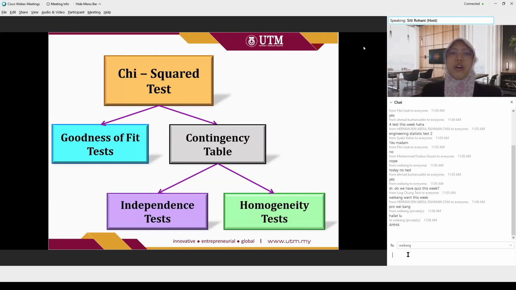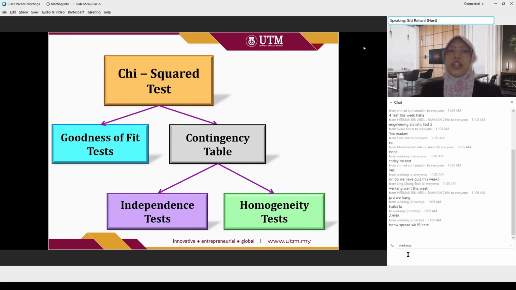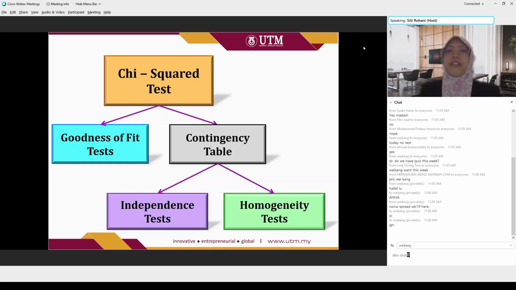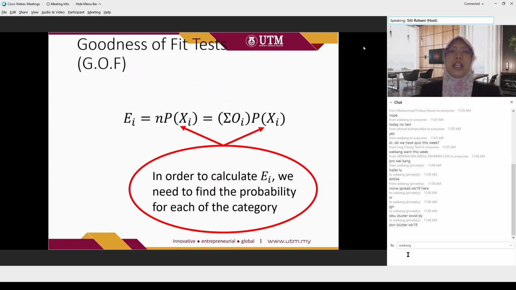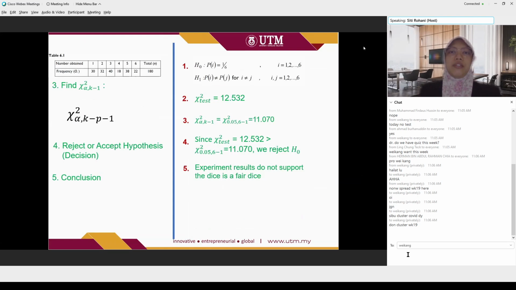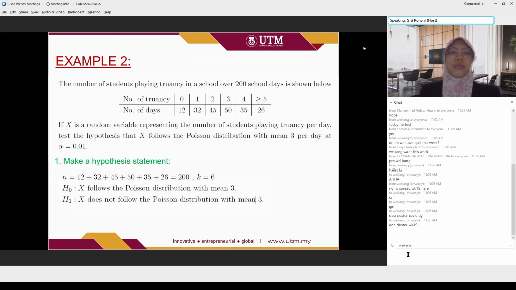So just a quick review on chapter 5. Basically in chapter 5, we have the goodness of fit test, independent test, and homogeneity test. So we have 3 types of tests. I'm sure that all of you have already looked at the notes and the videos that I've shown you, but I just want to tell you some of the parts that I didn't tell you in the videos.